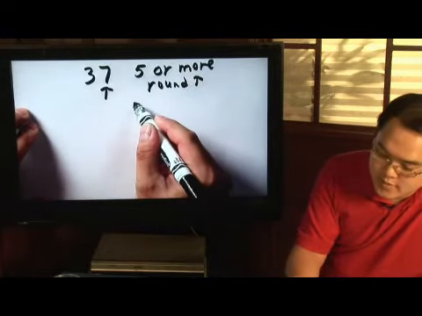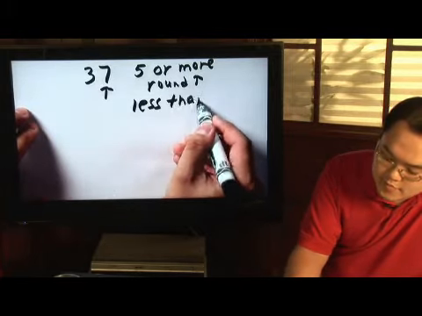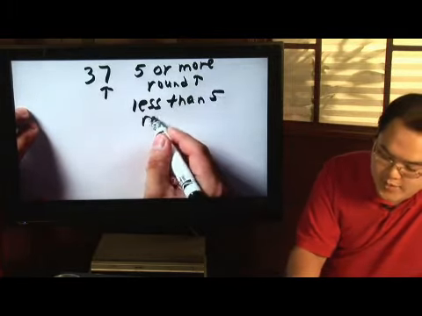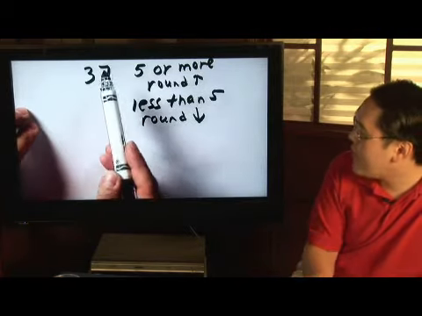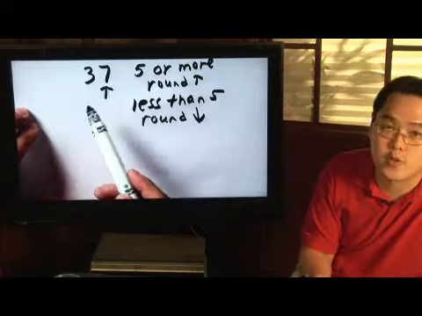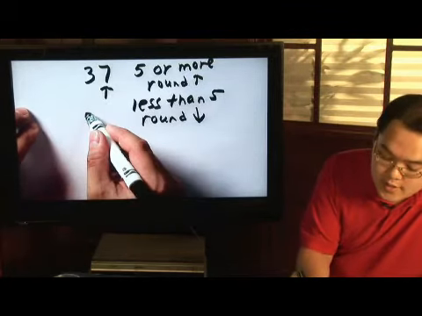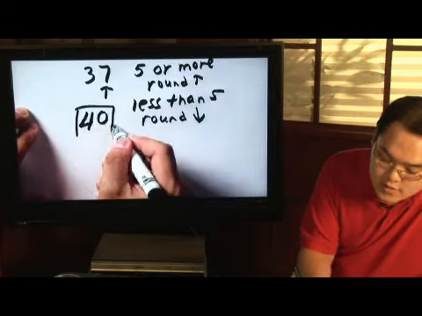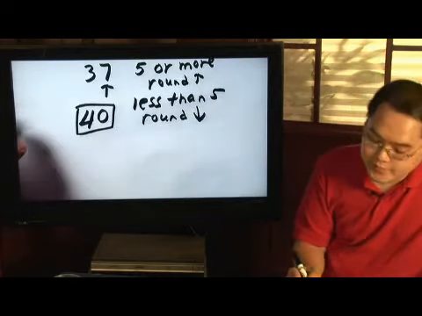But if it's less than 5, you round down. Now, obviously, because the 7 is 5 or more, that means the 37 gets rounded to 40. Now, here's another example.